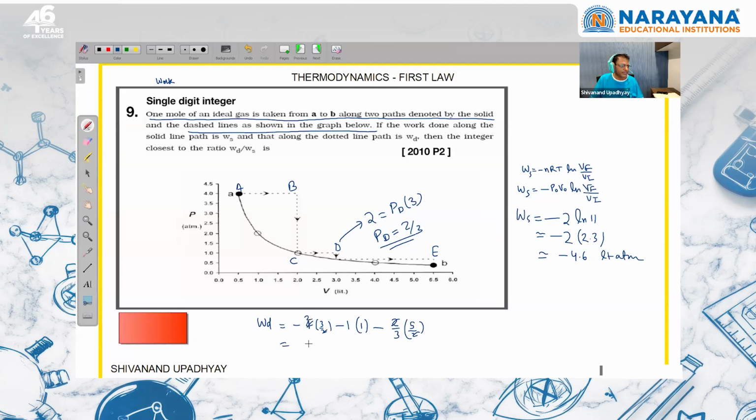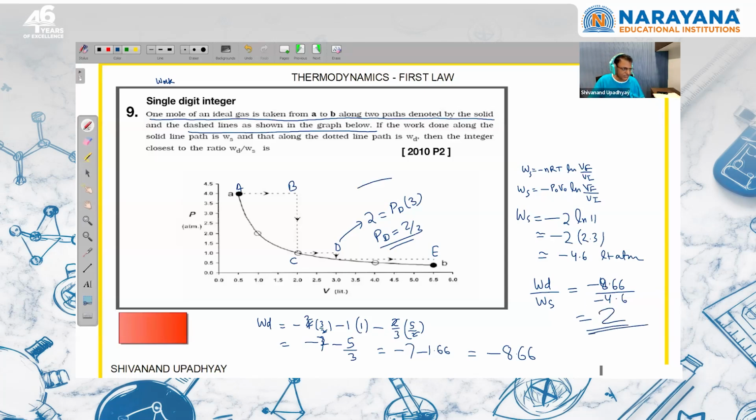So if you simplify ये वैल्यू आ रही है -7, -5/3. So you can simplify this -7 और ये -1.8 आएगा, 1.6 आएगा ना. So 1.66. So -8.66. So now you can say that WD upon WS और आपको इंटीजर लिखना है तो you can write -46, 8.66 divided by -0.6. इसको सिंप्लीफाई करोगे नियर अबाउट ये 2 आएगा.